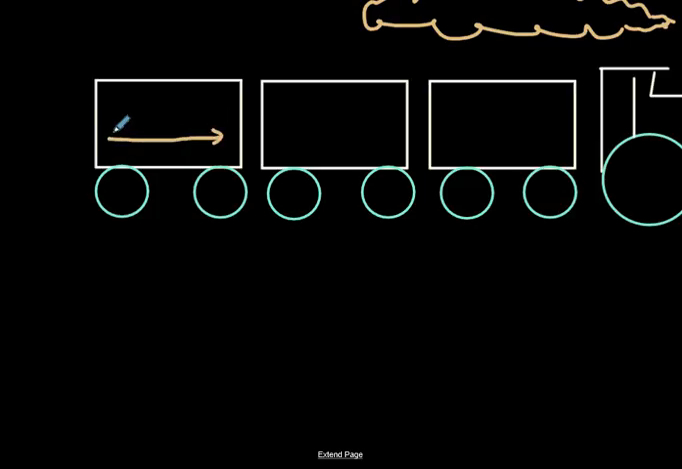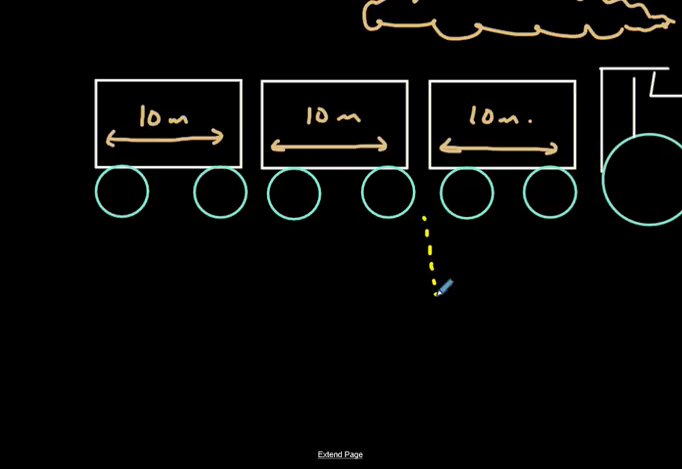Let's say we know something about these box cars. Let's say each box car is 10 meters long. And let's say we have box cars passing our eye, or let's say we draw a little line here. And we're train spotting. So we've got our eye on the train here. There's my eye, there are the eyelashes. And I am watching train cars go by.